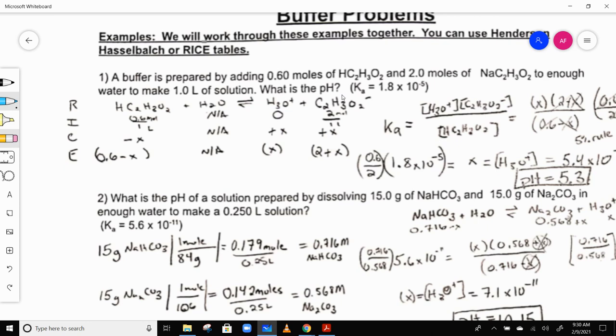Okay, now we're going to assume that all this weak acid is going to turn into the acetate ion. So we're going to get minus X and plus X over here. So we get 0.6 minus X, X, and 2 plus X for our equilibrium concentrations.